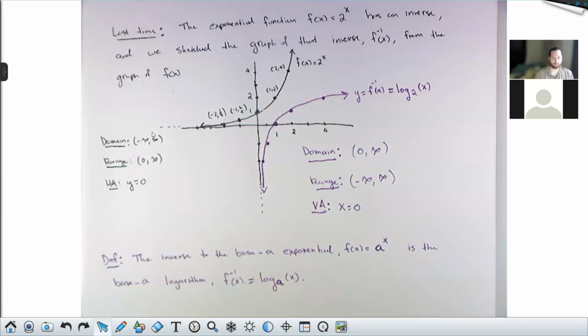This is the general picture for the graph of a logarithm. The domain is always going to be 0 to infinity, right? If you just have log base a of x, any function like this, log base a of x will have domain 0 to infinity, range negative infinity to infinity, and vertical asymptote x equals 0.